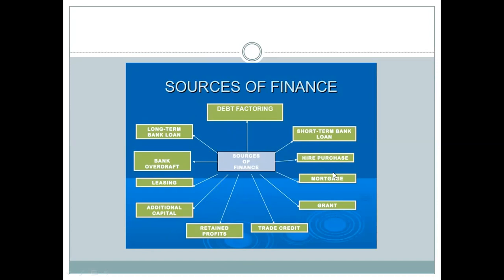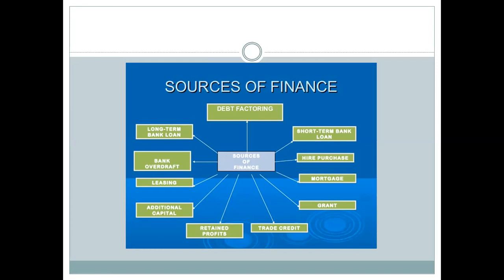But why finance? What are the main objectives of finance? No doubt there are two objectives only. Objective number one is profit maximization, and another one is wealth maximization. But how we procure the fund and how we use the fund, that is very important. So step by step we discuss everything.